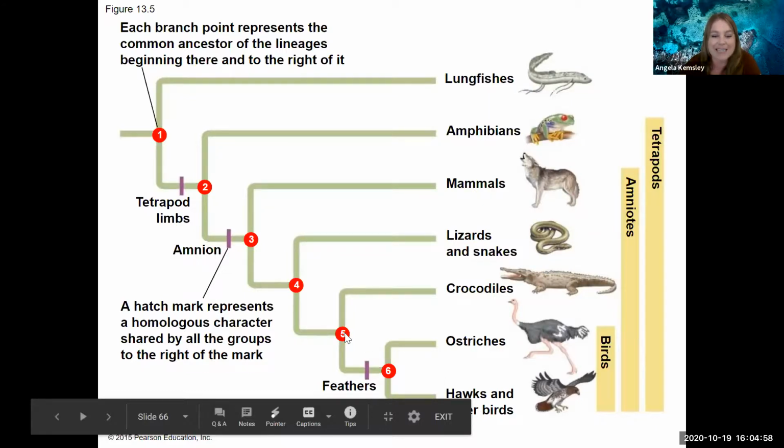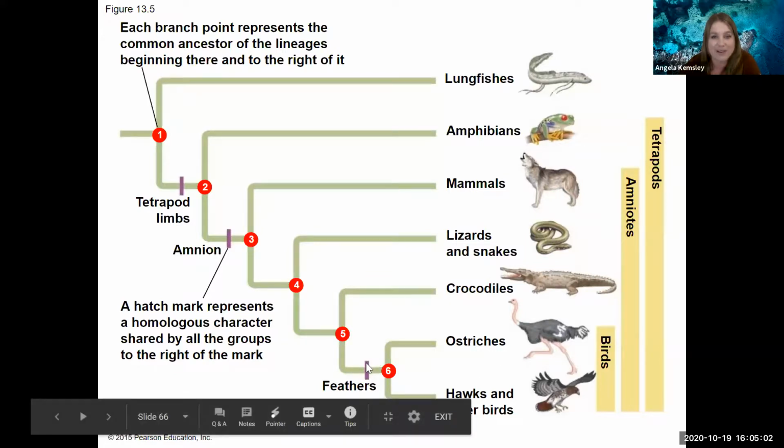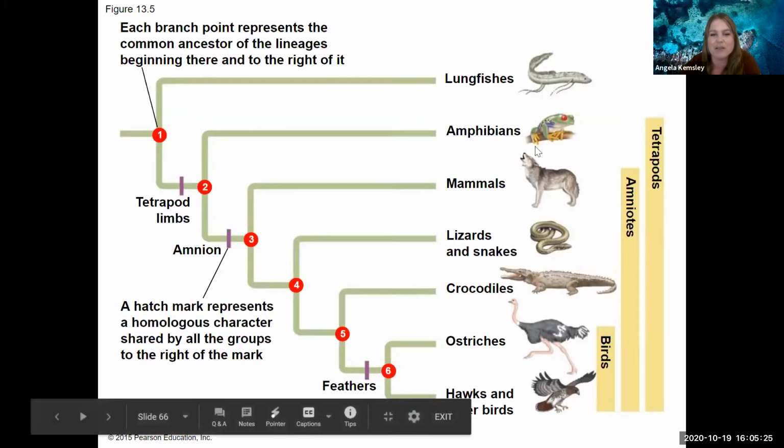And what set ostriches, hawks, and other birds apart from crocodiles were feathers, right? We don't see crocodiles with feathers. And so this big evolutionary event, the big homologous character that set these birds apart from crocodiles, was feathers. So if you take a look back here, there was a big adaptation that set mammals, lizards, snakes, crocodiles, ostriches, hawks, and other birds, all of these, apart from amphibians.